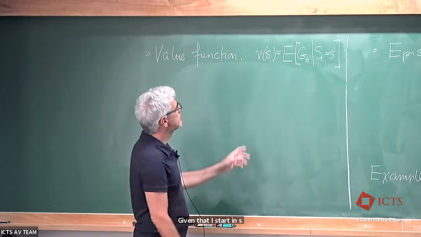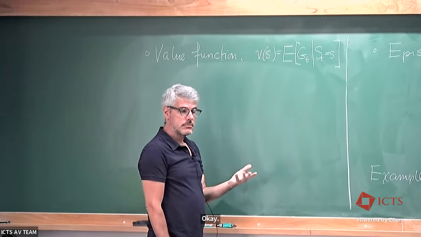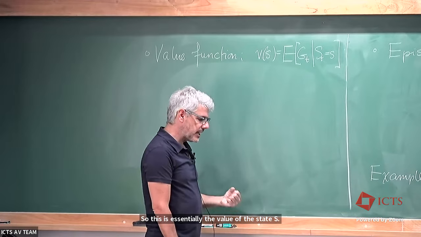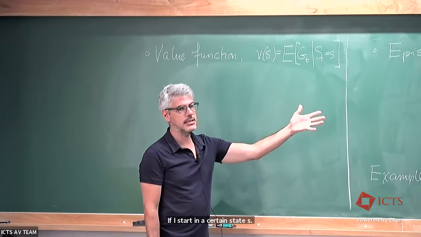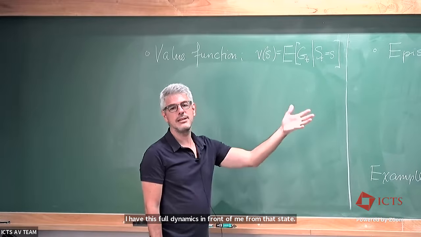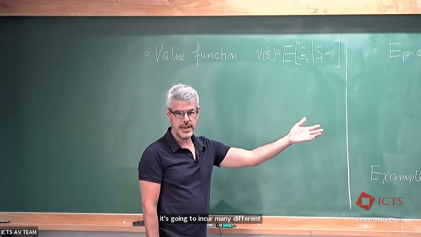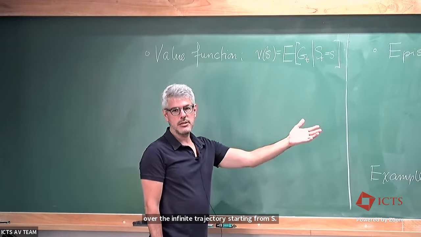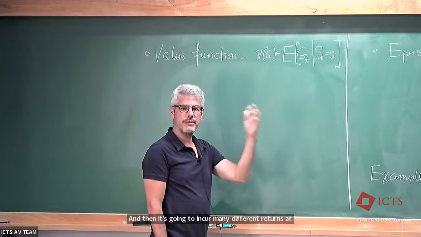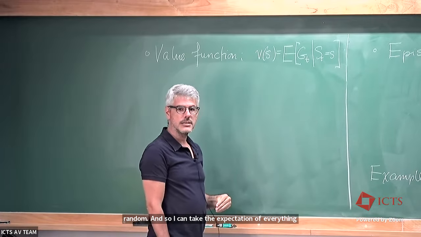Okay. So this is essentially the value of the state S. If I start in a certain state S and I have this full dynamics in front of me, from that state it's going to incur many different rewards along the way over the infinite trajectory starting from S. And then it's going to incur many different returns at random. And so I can take the expectation of everything that comes into the future. And this is the value of the state S.